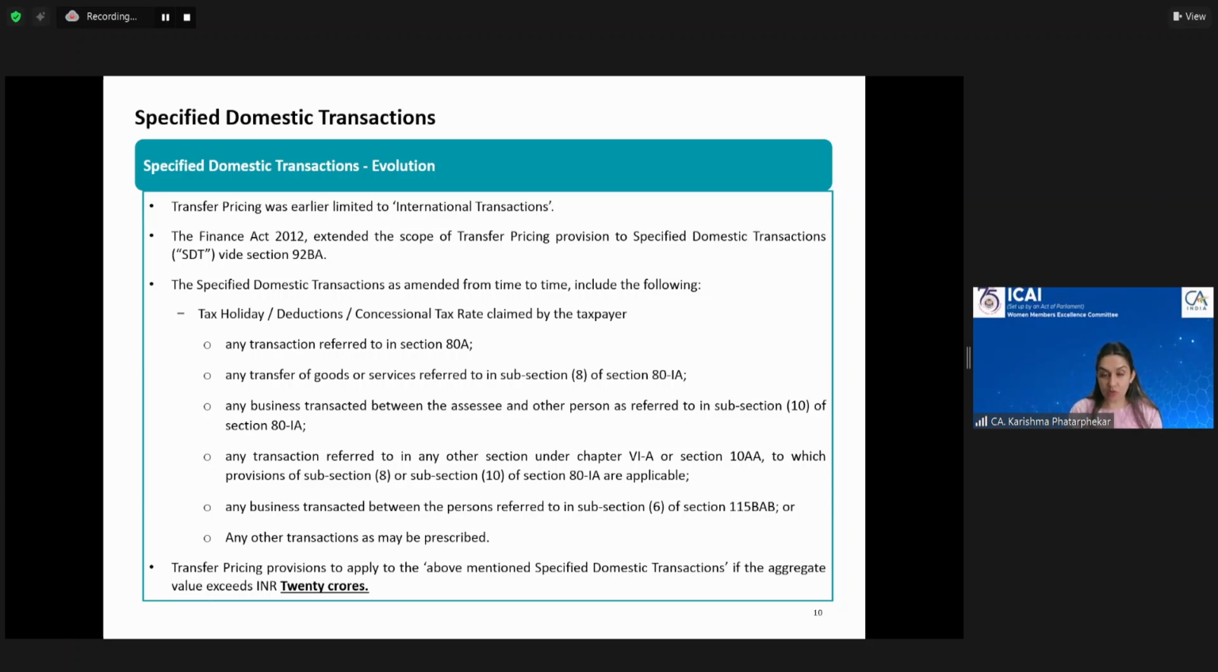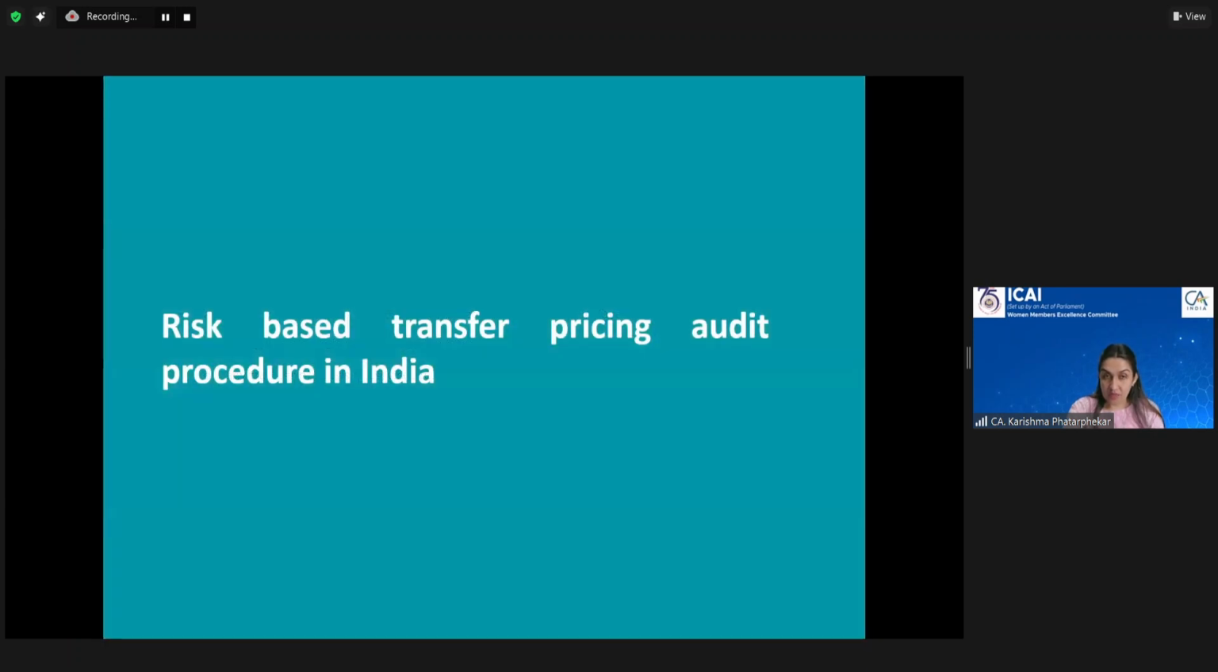So that is where they also brought in this concept of specified domestic transactions, where they said that TP will not be limited to international transactions, but in such circumstances will also apply to domestic transfer prices.